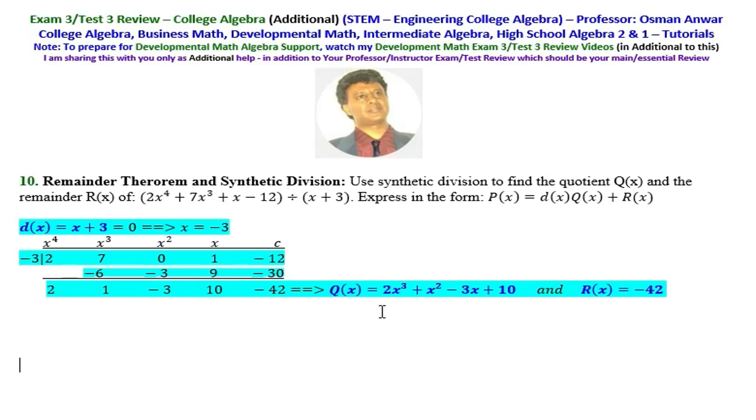That means q of x is 2x cubed plus x squared minus 3x plus 10. That is 2x cubed plus x squared minus 3x plus 10. And the remainder is r of x equals minus 42.